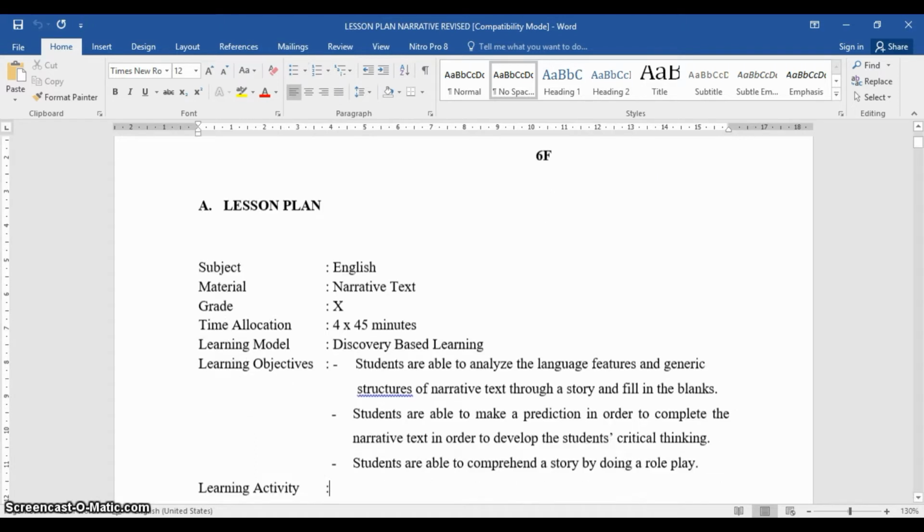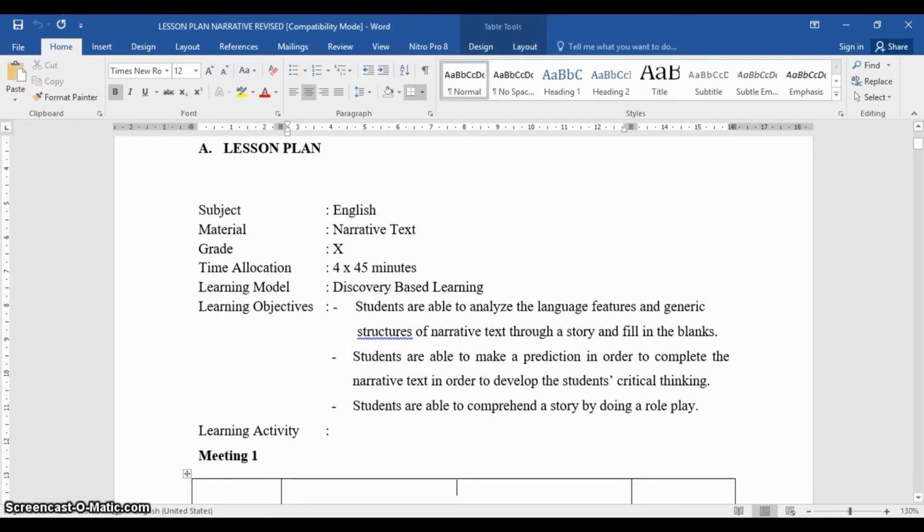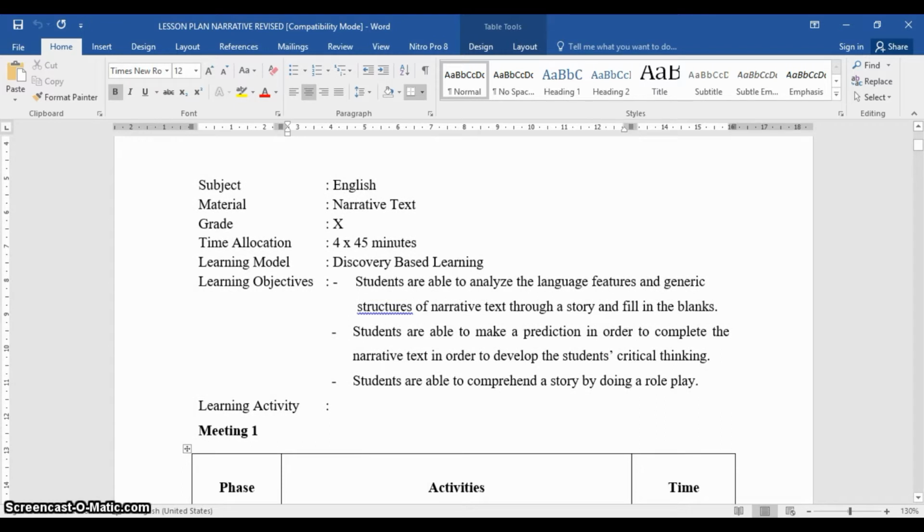And there are three learning objectives. The first one is the students are able to analyze the language features and the generic structures of the narrative text through a story and fill in the blanks. The second one is students are able to make a prediction in order to complete the narrative text to develop the students' critical thinking. And the last one is students are able to comprehend a story by doing role play.